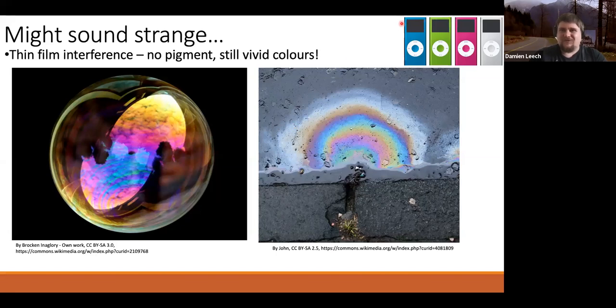Apple actually used something kind of similar when they're making the colors in iPods. It's a little bit different. They use a little bit of pigment, but at the heart of it, it's the same idea. They're creating really tiny, thin layers of oxidized material on the surface of these metals in order to give the vibrant colors.